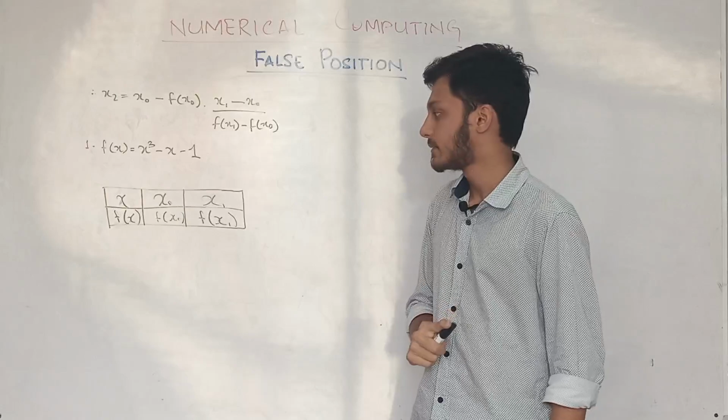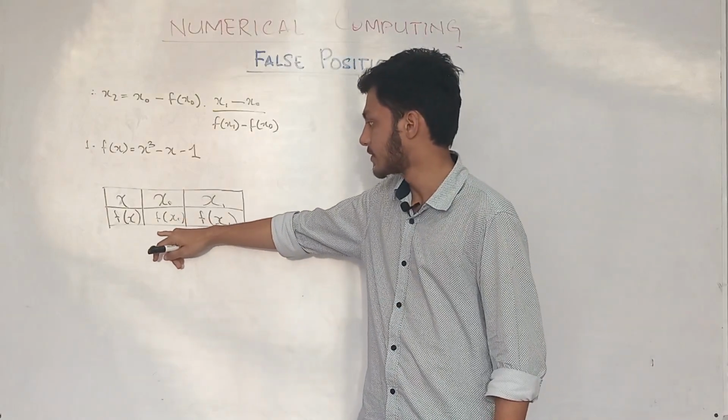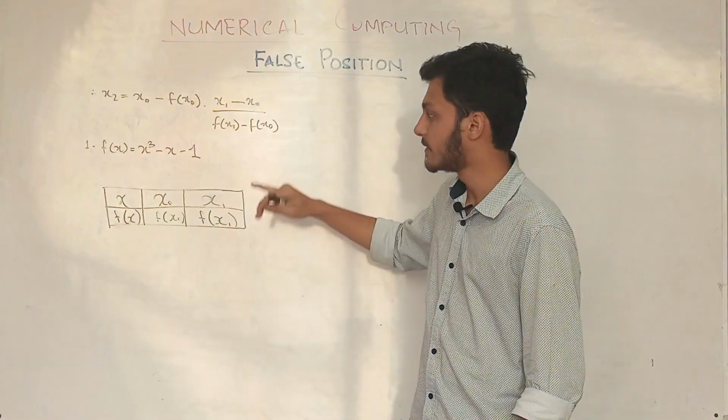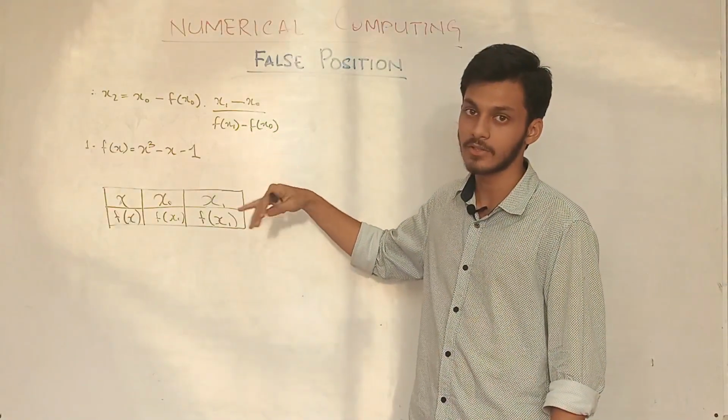Why have we done that? Because this value has a negative sign and this value has a positive sign, so we have replaced it with the value of the same sign.